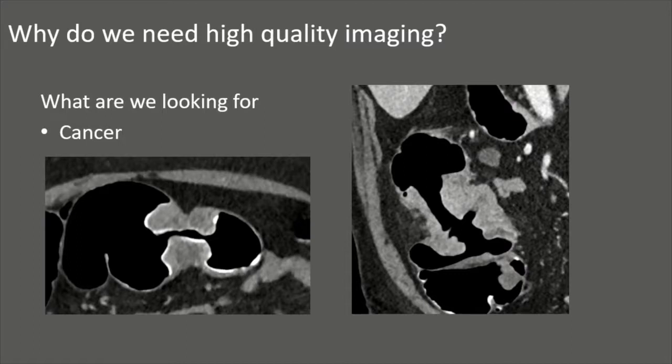So why do we need high quality imaging? What exactly are we looking for? Well, obviously we're looking for cancer, and these two examples show clear examples of circumferential wall thickening, which are in keeping with a large tumour. But you could imagine, probably not to this extent, but if there was an area of poor distension, you could get circumferential fold thickening, which could easily mimic a tumour and create a pseudo lesion. So it's important that we optimise the scan so that not only can we identify cancer, but also reduce the chances of having a pseudo lesion.